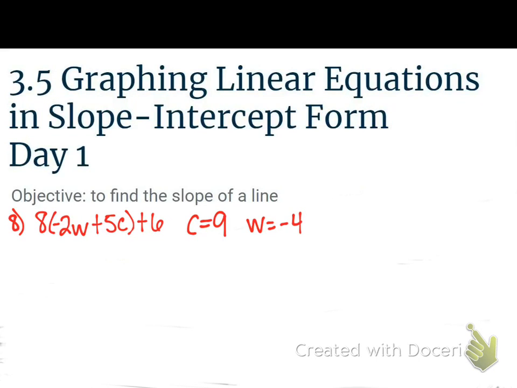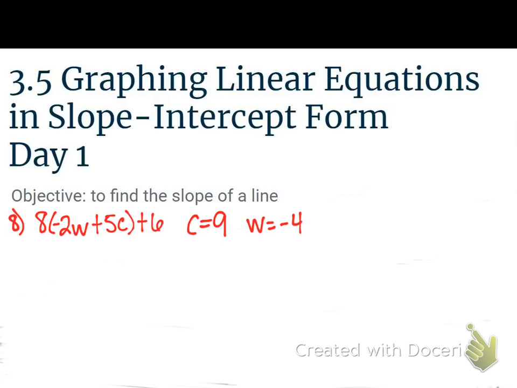All right, today we are graphing linear equations in slope-intercept form. Actually, today we won't graph a whole lot. We're going to prepare ourselves for graphing. So our objective today is going to be to find the slope of a line. Tomorrow we'll talk more about how to actually graph using that.